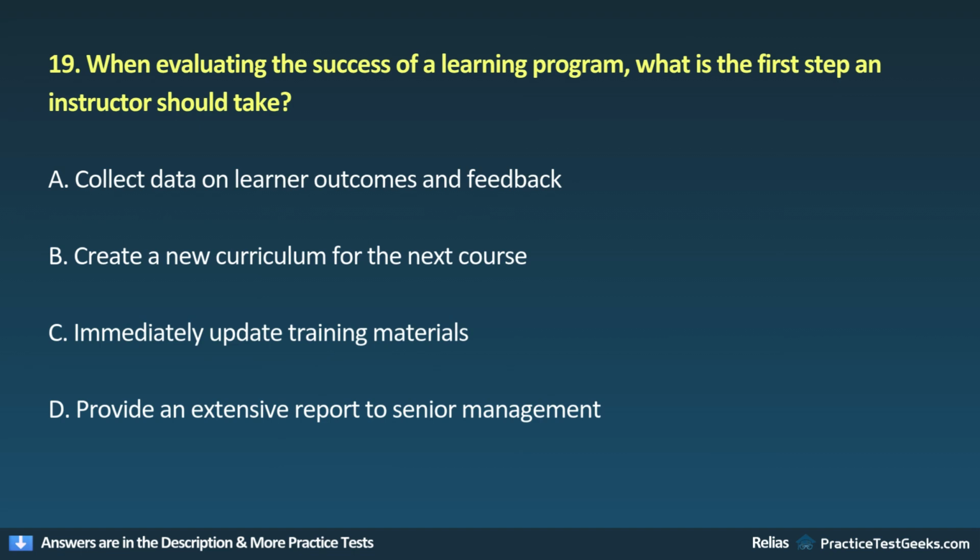19. When evaluating the success of a learning program, what is the first step an instructor should take? A. Collect data on learner outcomes and feedback. B. Create a new curriculum for the next course. C. Immediately update training materials. D. Provide an extensive report to senior management.